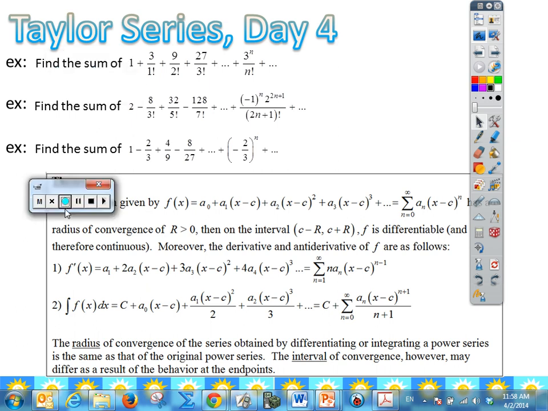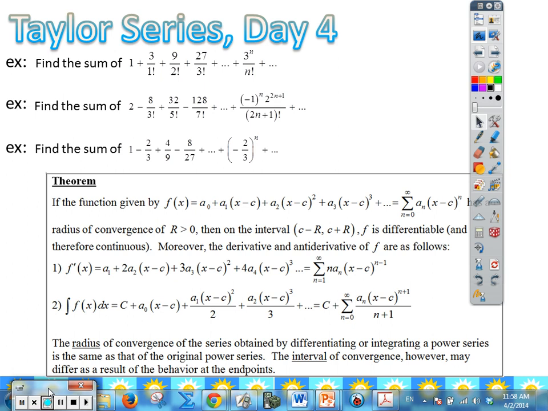Okay guys, let's take a look at today's lesson. This is our fourth day in Taylor series. Fourth day. And what we're going to be referring to is something that we started talking about yesterday, and that is when it says find the sum of.